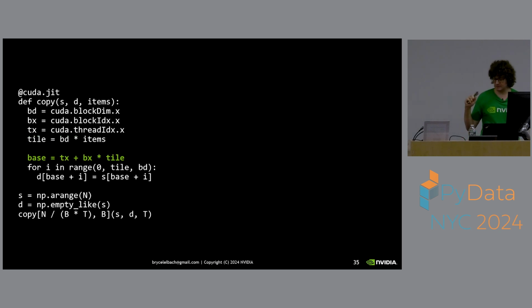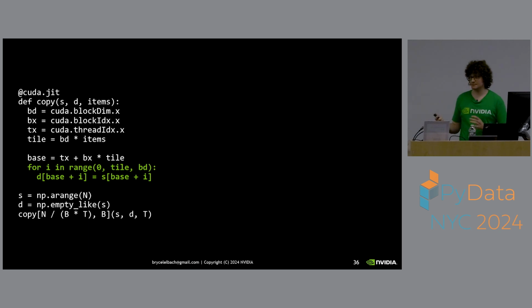Now we figure out the start of the chunk of items that this thread will be responsible for. And that will be the thread's index in its block, plus the number of items that all lower thread blocks will handle. Then we do a strided loop, copying elements, where our stride is the number of threads in our block.